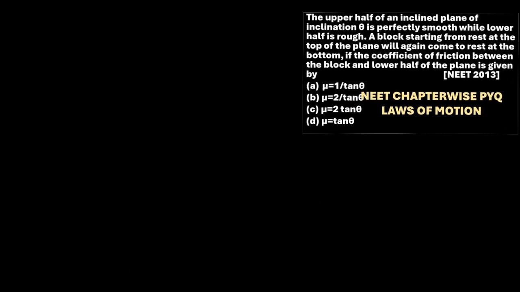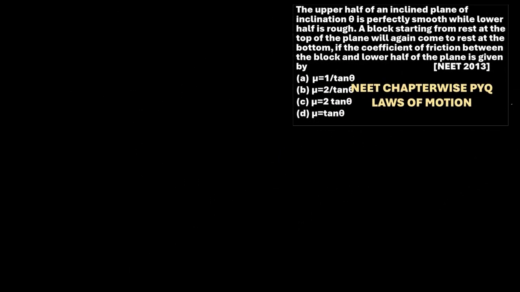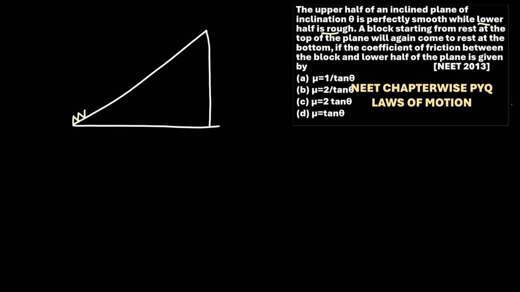So first, let us try to visualize the given scenario here. Say this is the inclined plane. And the lower half is rough. Say this is the rough surface. And the upper half is smooth. So this much region is smooth. No friction here.